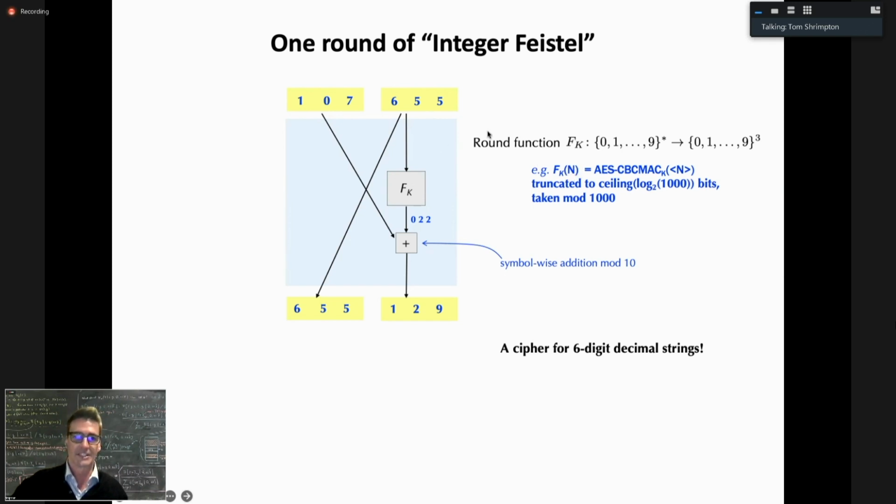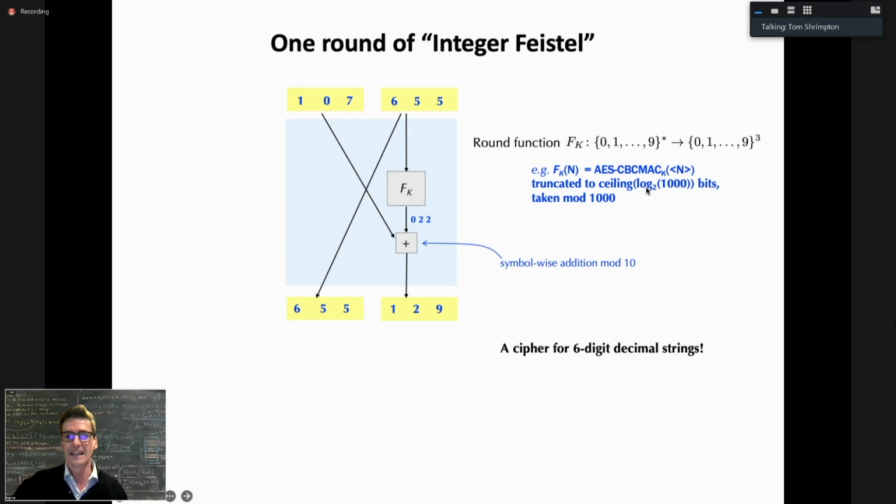So in this case, it's 655. You take that number string, you convert it into a bit string. You run it through your variable input length PRF construction, which in this case I'm saying is AES-CBC-MAC. You take the resulting output of this. Well, this is 128 bits, and so you have to truncate this down, so that you have bits that you can convert back into a three-digit number afterwards.